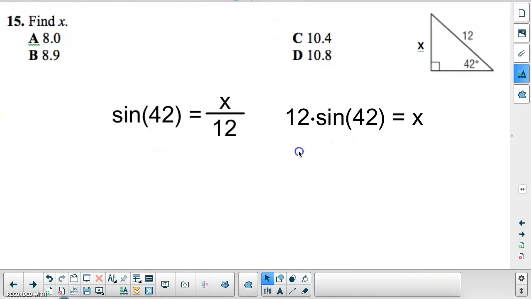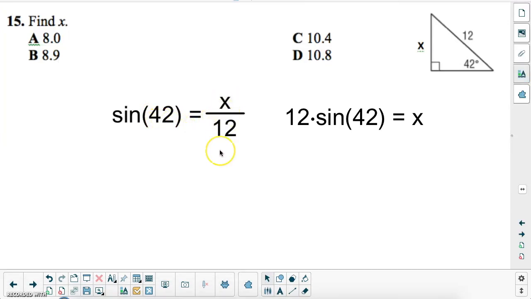On number 15, we're using trig to solve for x. So we have opposite over hypotenuse. So we have sine of 42 degrees equals opposite over hypotenuse. To solve for x, we're going to multiply by 12 on both sides, and that's what goes in our calculator. 12 times sine 42 is going to give us approximately 8.03, so our answer is A.